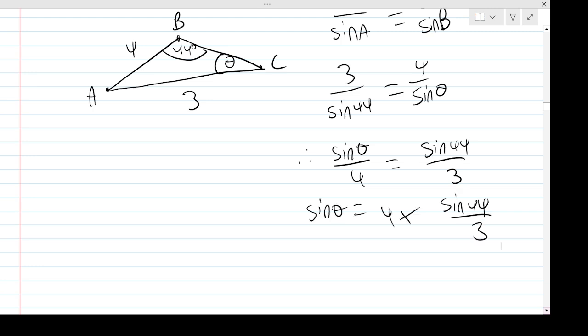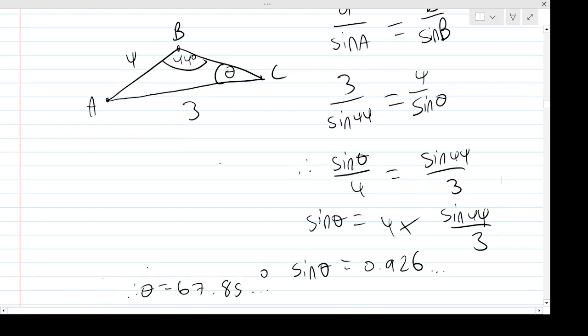If I put all that in the calculator, 4 times sine 44 over 3, I get sine theta is 0.926 and so on. Therefore I get theta to be, if I inverse sine, 67.85 and so on. So I'll just leave it at 67.85 degrees. Okay, so we got this angle theta.